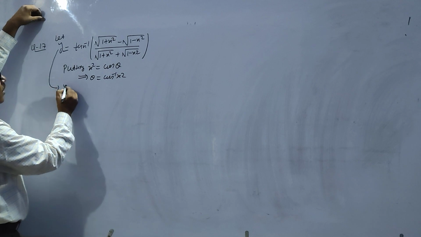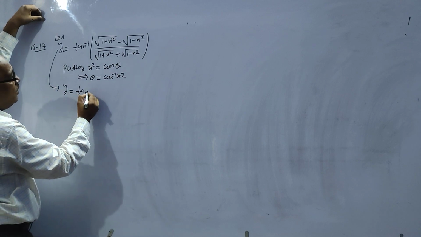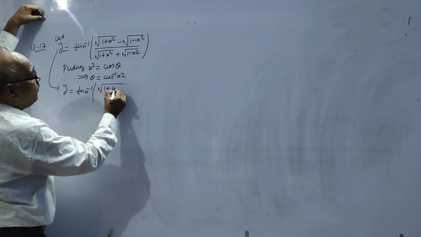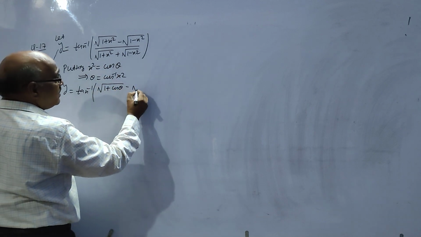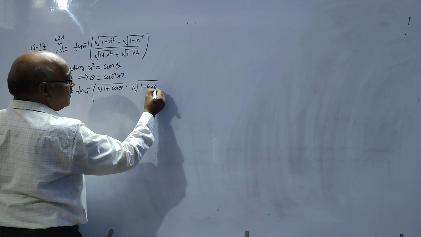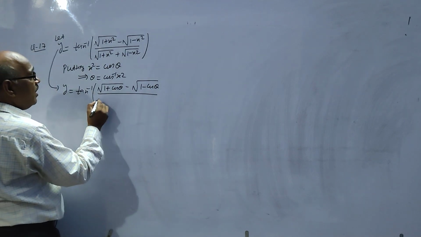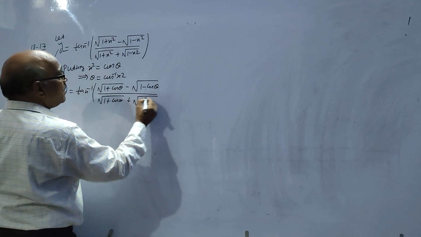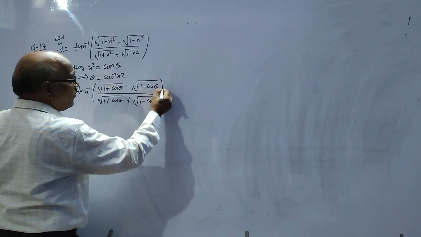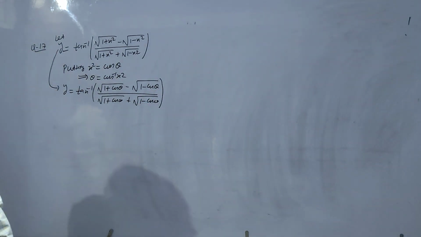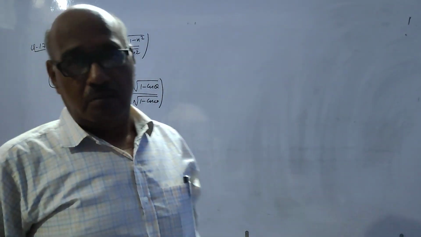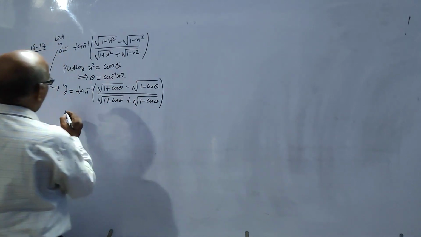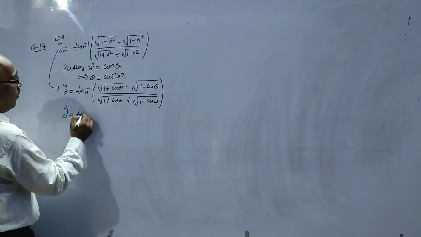So what will be the result now? Y is equal to tan inverse of under root 1 plus cos theta minus under root 1 minus cos theta upon under root 1 plus cos theta plus under root 1 minus cos theta. Now our aim should be to cancel 1. Our aim should be to cancel 1. So what is y equal to?